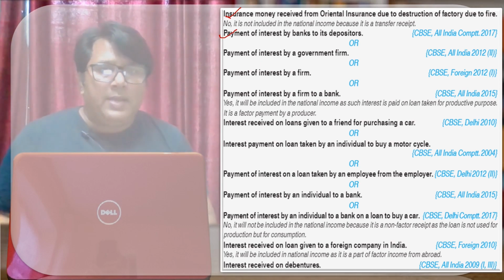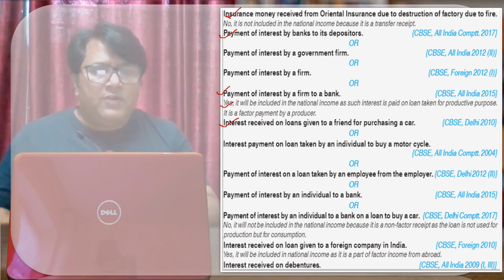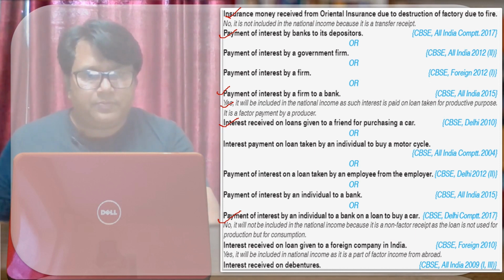Next is payment of interest by a bank to its depositor. It should be considered. Why? Because it is a factor payment. Next is interest received on a loan given to a friend for the purchase of a car. It should not be considered. Why? Because it is not for production purposes. It is for consumption purposes.